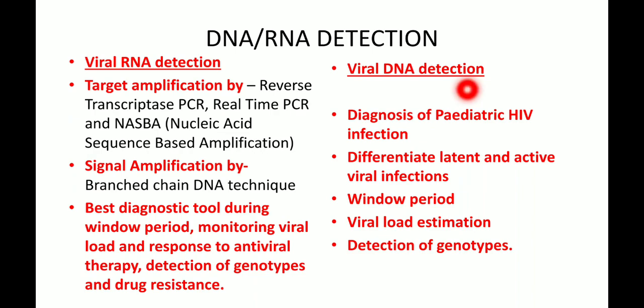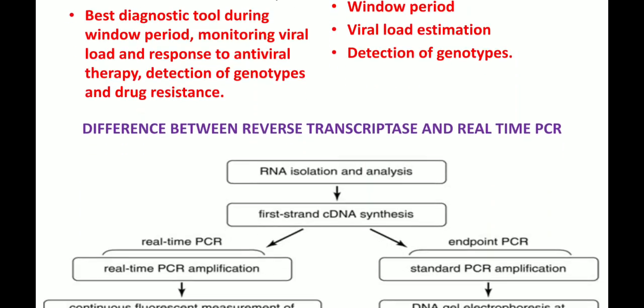Okay, now viral DNA detection can be done especially for diagnosing pediatric HIV infection. Please remember this: for pediatric HIV infection, detection by DNA PCR is very important. It also differentiates between latent and active viral infection, and you can also diagnose in the window period, estimate viral load, and detect the genotypes, like how you can do with RNA PCR.